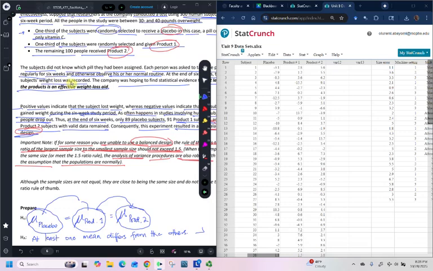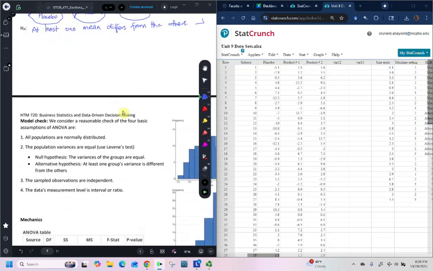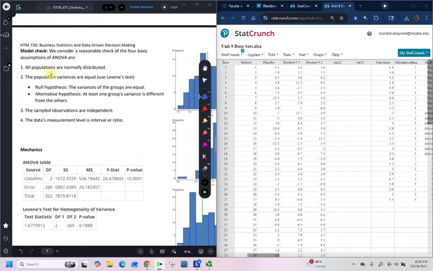So we want to know if the weight loss is due to what products they received. Is it the placebo, the product 1 or the product 2? Is there any difference in the average weight loss across the three groups? So to do that, we would like to look at if the populations are normally distributed.